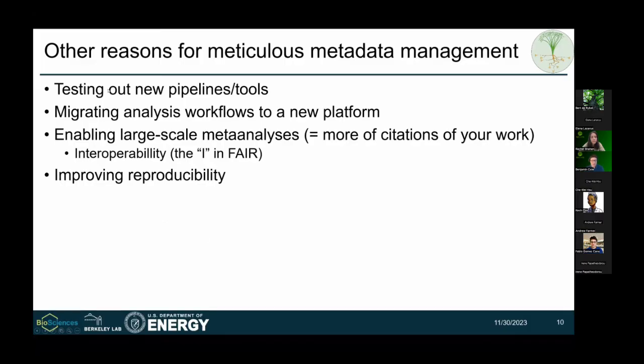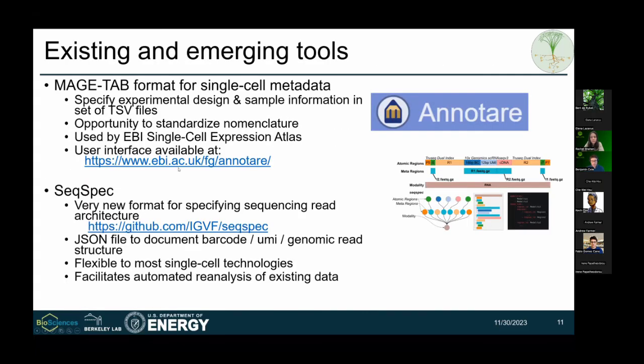And so here are some other reasons for why it's important to meticulously document your metadata. The I and R in FAIR, interoperability and reproducibility. And I also wanted to say that there's a lot of progress on this from EBI as well as others to provide formats and standards for documenting your metadata. I'm sorry I went over time, but I can take a couple of questions.